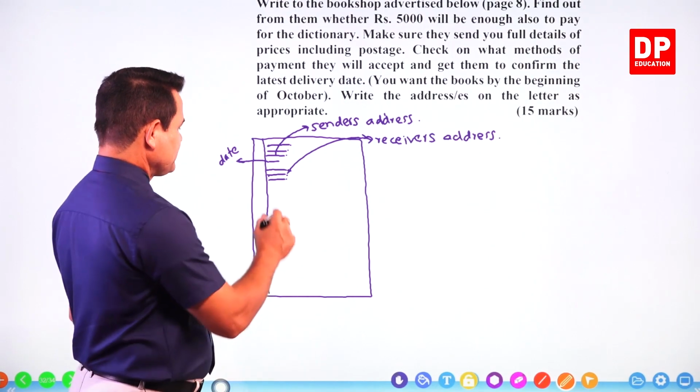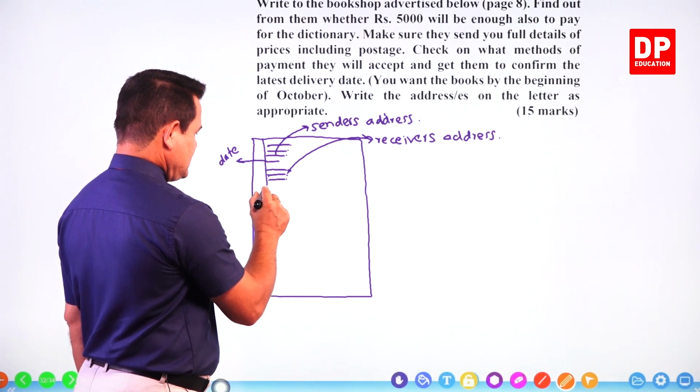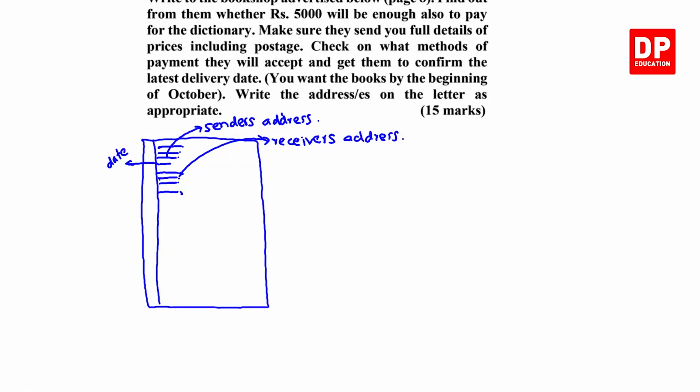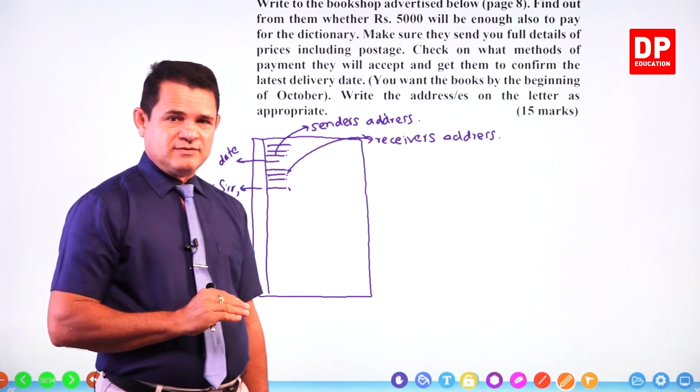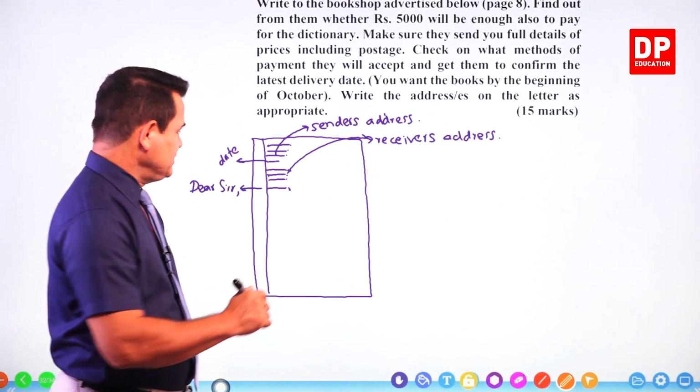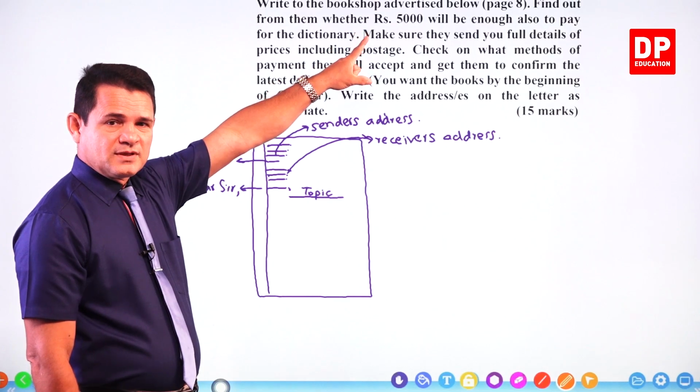And then leave a line and then the salutation. Salutation: Sir or Madam, or Dear Sir, Dear Madam. Only that. You don't write long descriptions like "my dearest". Salutation. Then the topic. You write the topic here. How do we make the topic? According to the question.